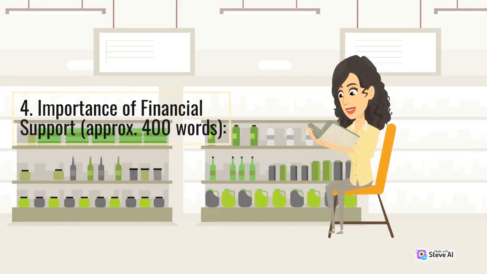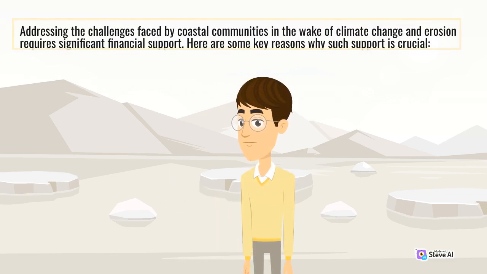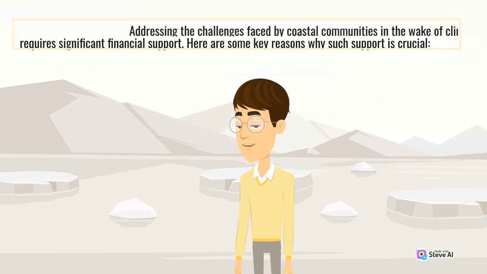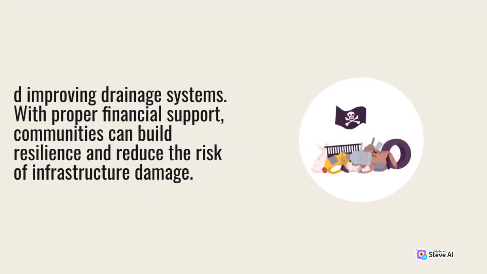4. Importance of financial support. Addressing the challenges faced by coastal communities in the wake of climate change and erosion requires significant financial support. Here are some key reasons why such support is crucial. A. Infrastructure resilience. Adequate funding is essential to strengthen and protect vital infrastructure in coastal areas. This includes constructing flood barriers, upgrading roads and bridges, and improving drainage systems. With proper financial support, communities can build resilience and reduce the risk of infrastructure damage.